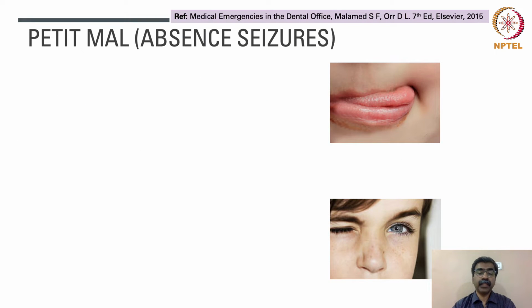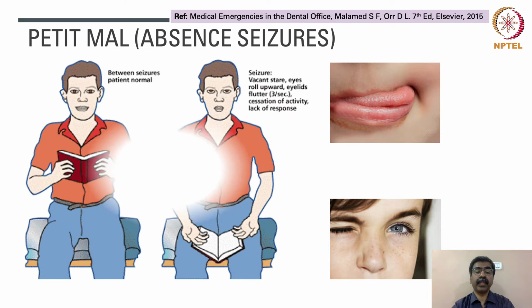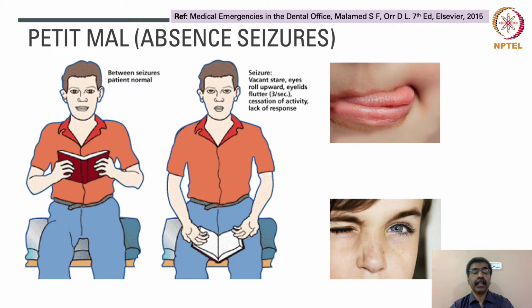Petit mal seizures occur in about 25% of patients, and childhood incidence is less than 5%, and they are usually seen in adolescents and children by 3 to 15 years of age. Incidence decreases with age and persistence beyond 30 years is rare.